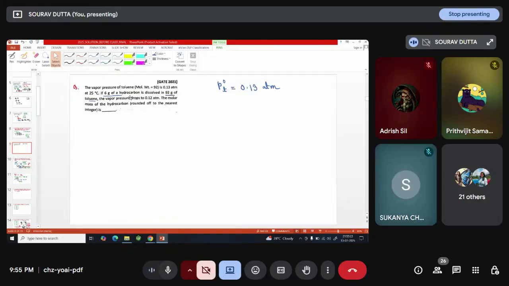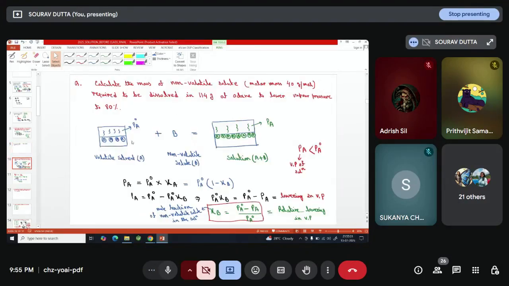I first showed you what kind of numerical comes on this; now I will explain the concept, and then I will do the numericals. So now this is your concept. Suppose this is a volatile solvent. In the volatile solvent, some molecules are present in the liquid phase and some in the vapor phase. Obviously there is some vapor pressure over the solution, and this is pure A, so we can write PA naught.